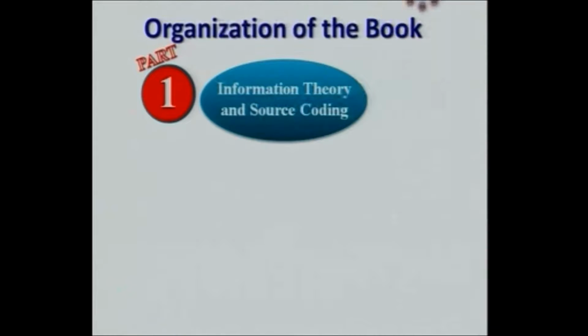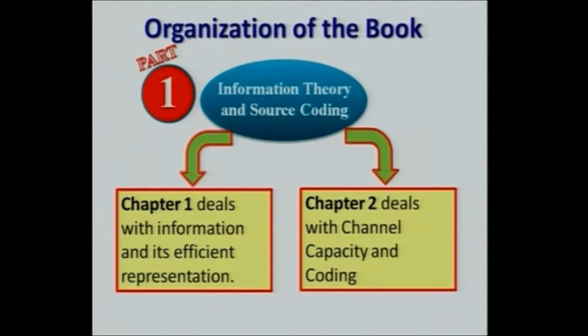Now, let us look at Part 1 in slightly greater detail. Part 1 concerns information theory and source coding. It has 2 exciting chapters. Chapter 1 deals with information and its efficient representation, while Chapter 2 deals with channel capacity and coding.